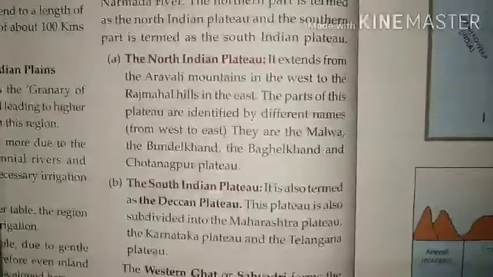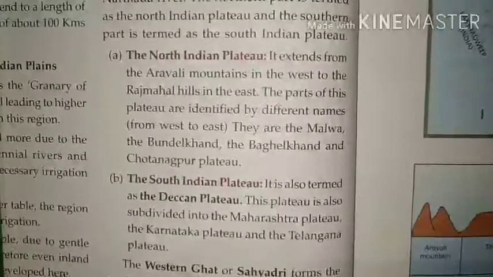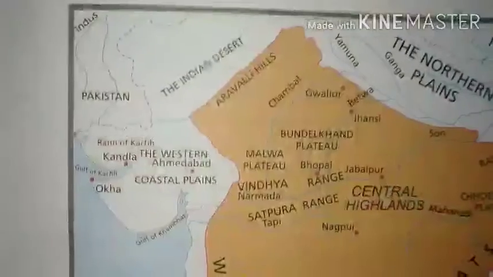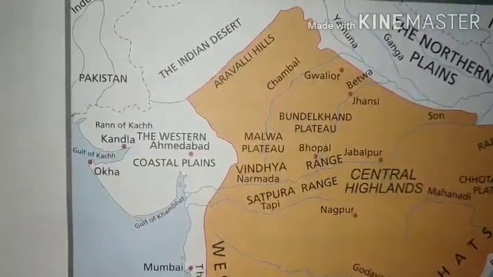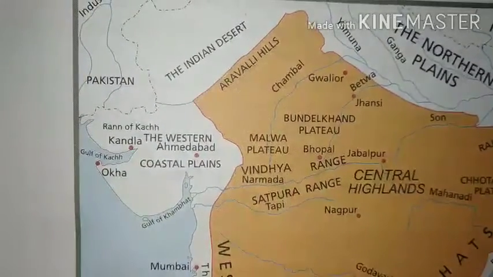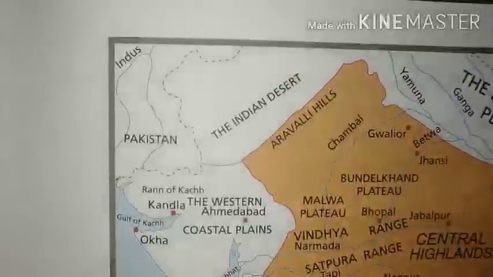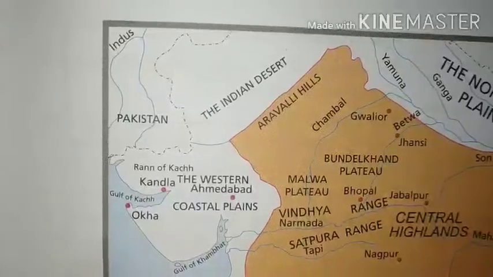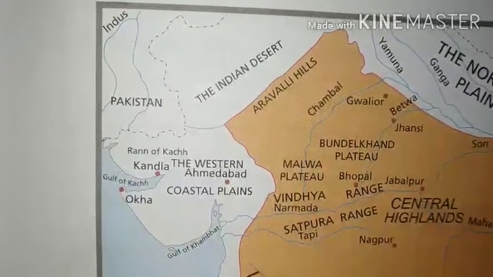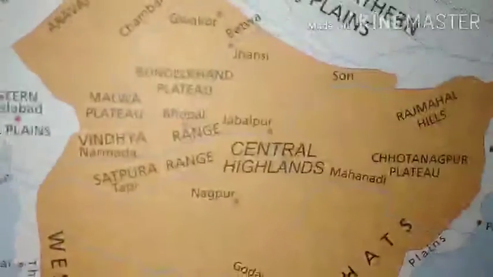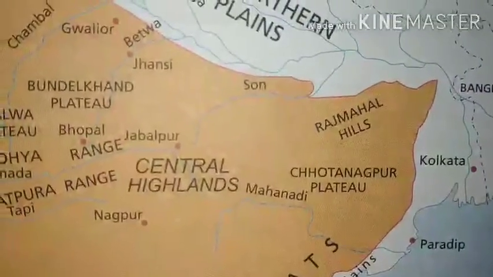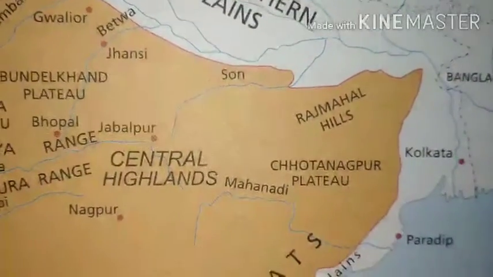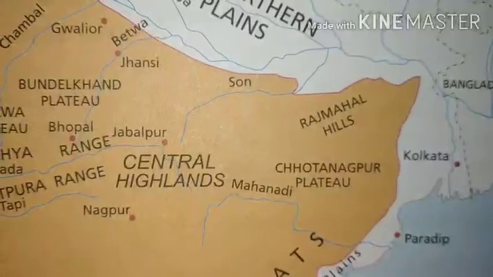The North Indian Plateau extends from the Aravalli Mountains in the west to the Rajmahal Hills in the east. In the figure you can see Aravalli Hills. It starts from the Aravalli Mountains in the west. In the figure I will try to show you. From the west it starts from the Aravalli Mountains and extends up to the Rajmahal Hills in the east. See, this corner here is Rajmahal Hills.